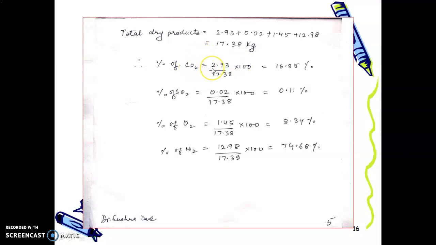The percentage of CO2 is calculated by the amount of CO2 divided by the total amount, multiplied by 100. In a similar way, the percentage of all four products can be calculated.